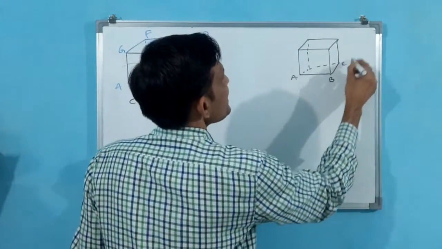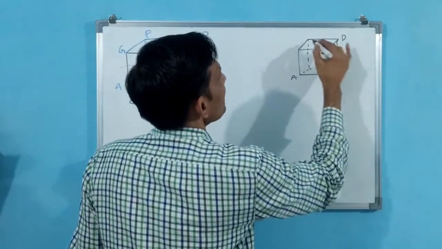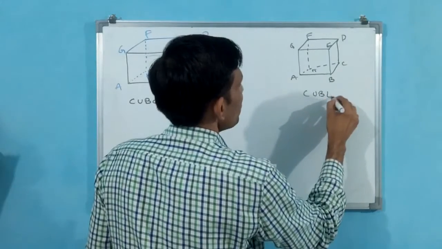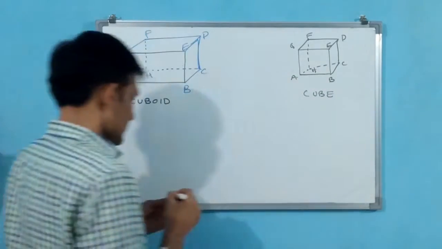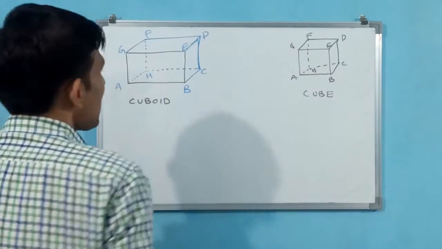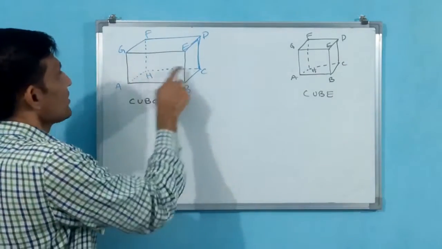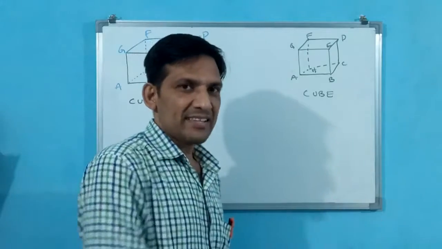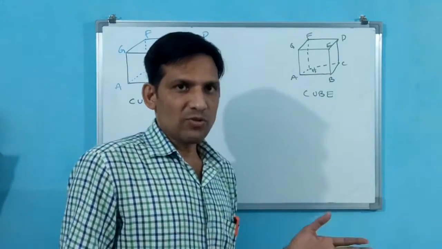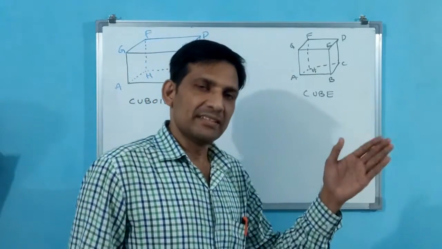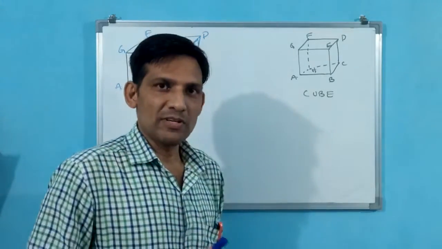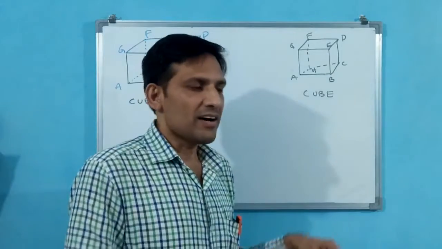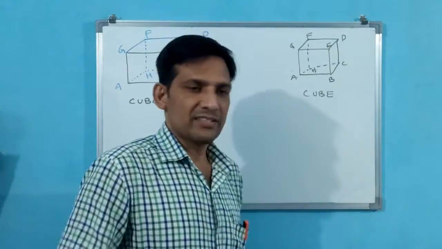A, B, C, D, E, F, G, H. This is a cube. A 3-dimensional figure. See, the dotted lines are depth, length, breadth, height. Our house has length, breadth, height. What about our ground? The ground has only length and breadth, or a square with side and side.